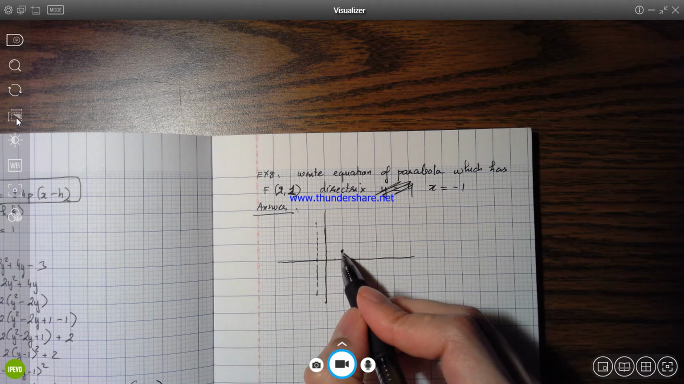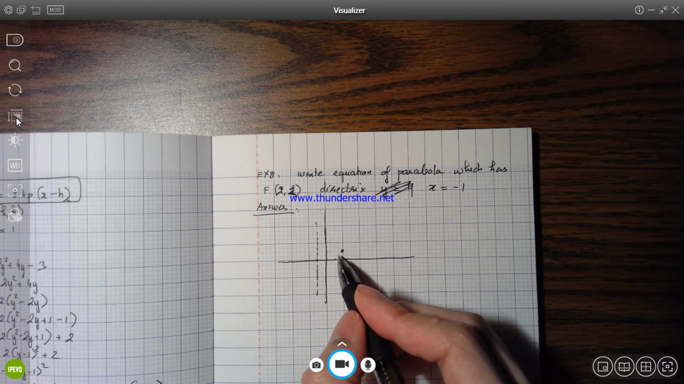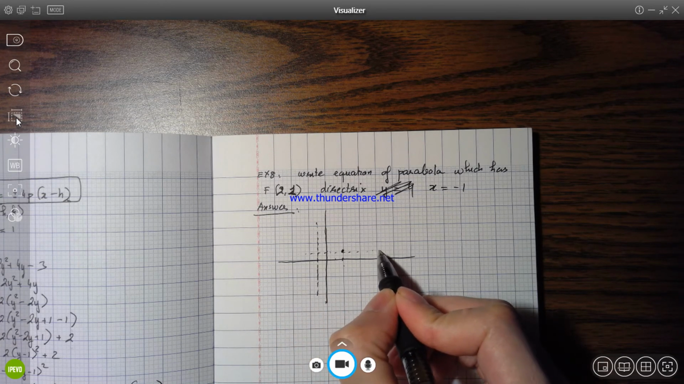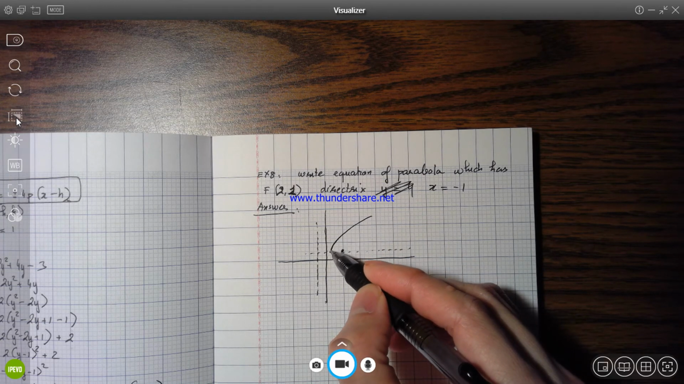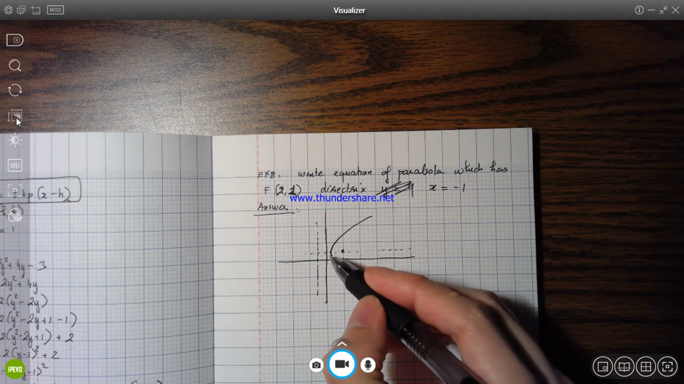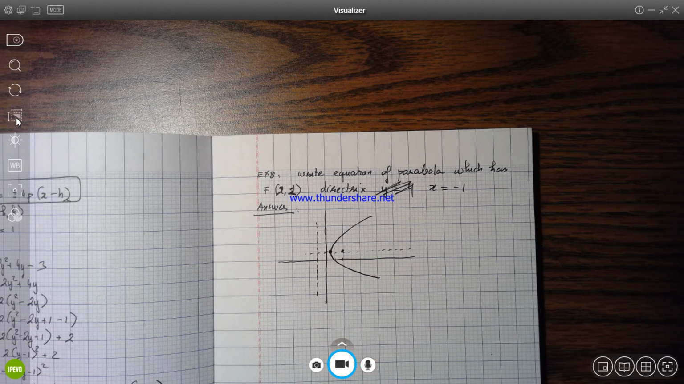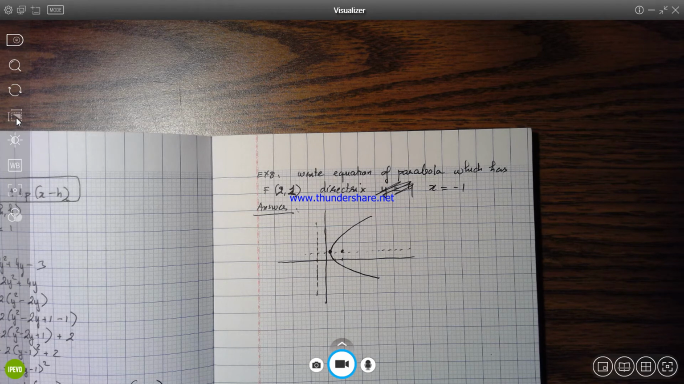So this is the focus and this is the directrix, so it must be opening to the right, and the axis of symmetry must be over here, right? The vertex must be right there. But what is the coordinate of the vertex? We need to find it. Easy, very easy.